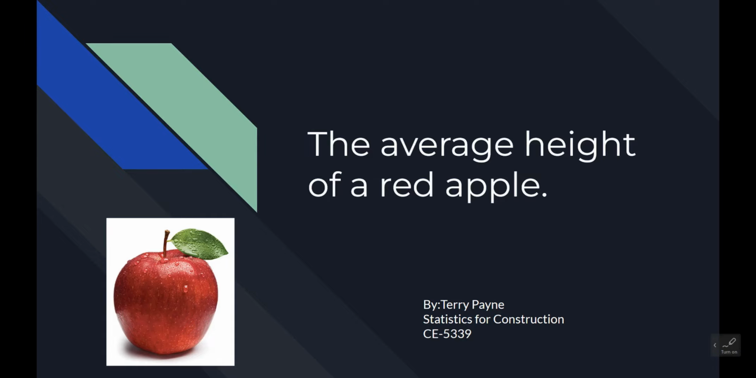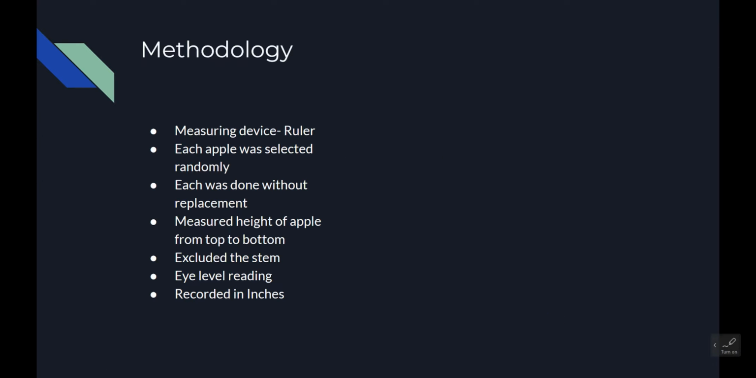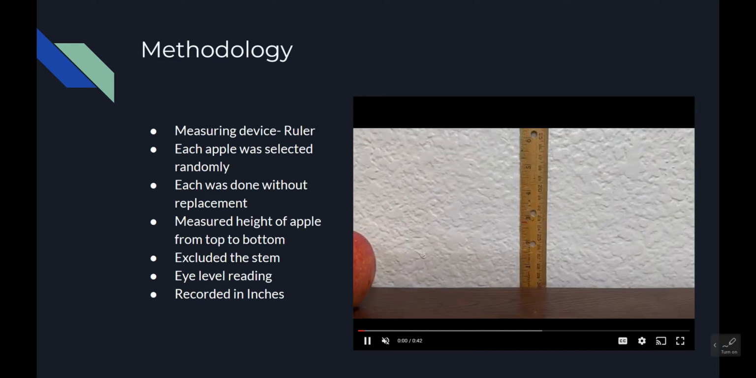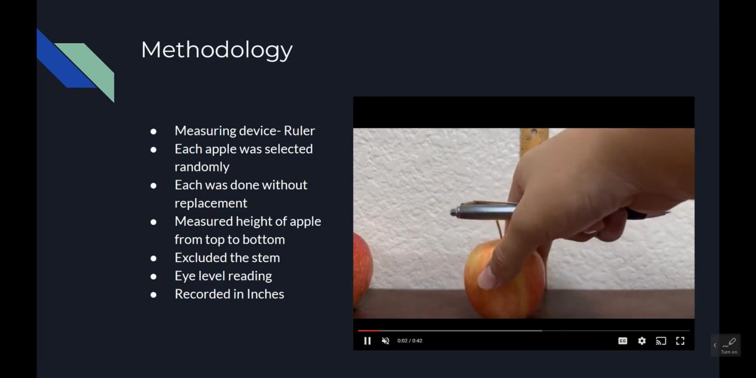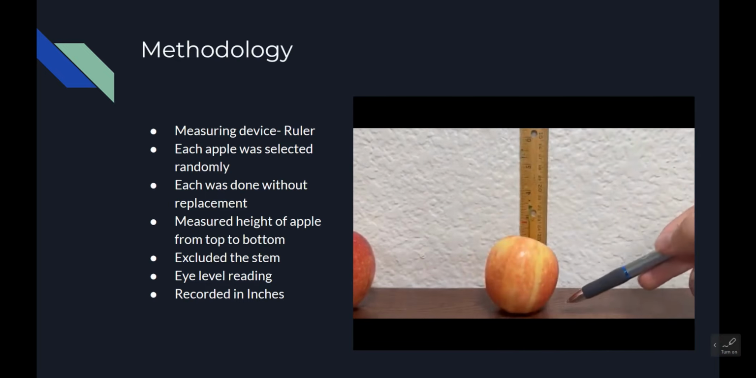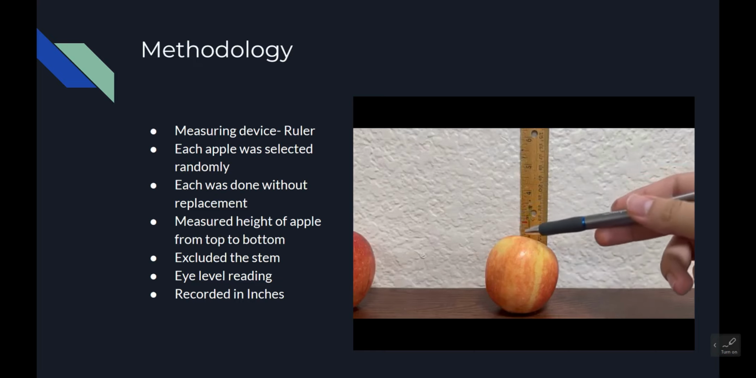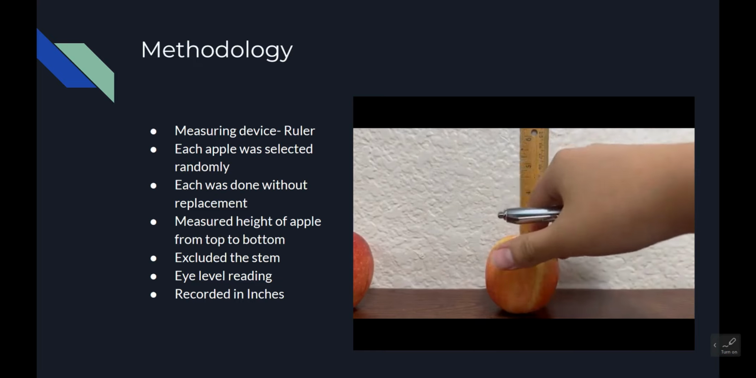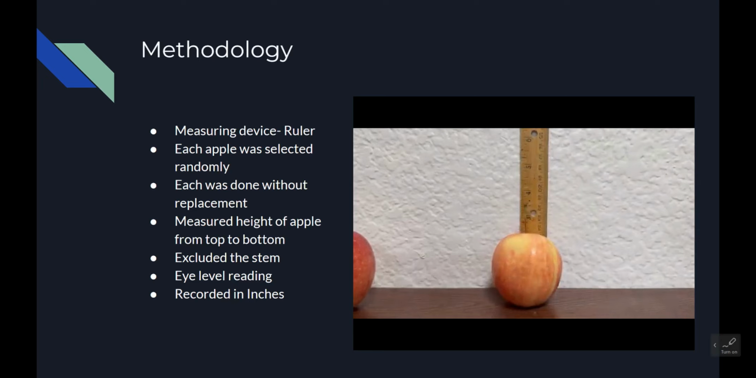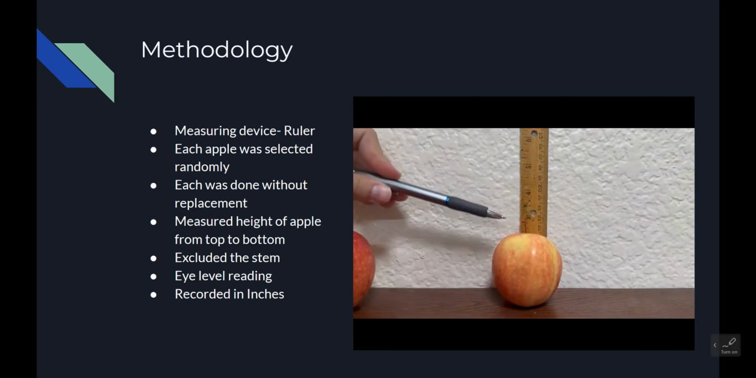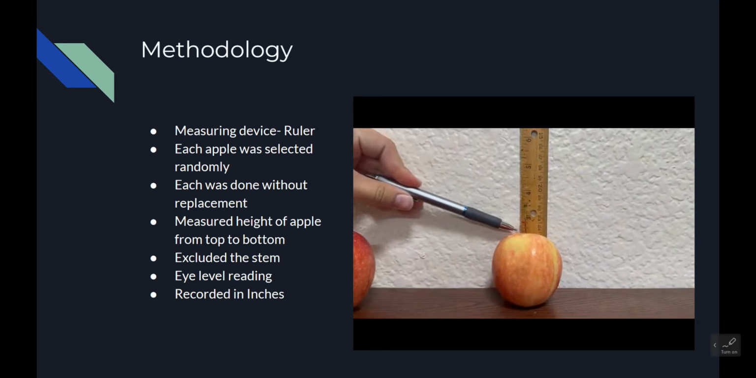Today I'm going to measure the height of randomly selected red apples. To conduct these measurements, a station was set up for the height to be recorded. Our measuring device, being a ruler, was set up in a stationary position with a flat table bottom also being stationary. The height of the apple was recorded with the apple sitting flat on the table from the bottom and the top of the apple being recorded as the height in inches.